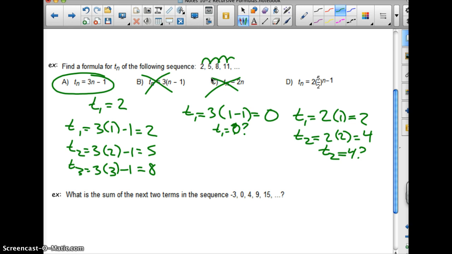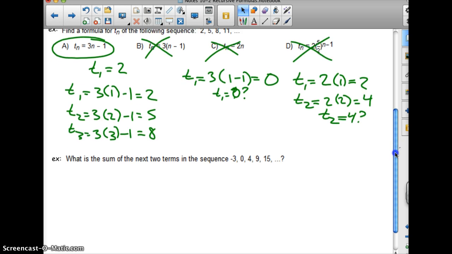Okay, so this is one of the ways that you can do it. And it would follow with D. D will eliminate itself as well. Okay? It doesn't even work for the first term.